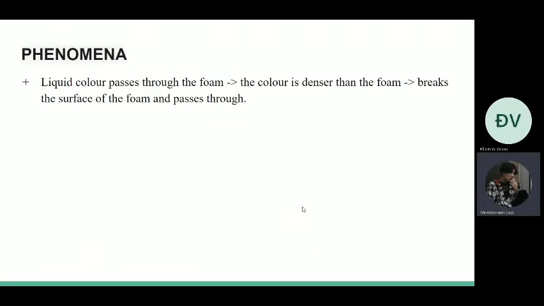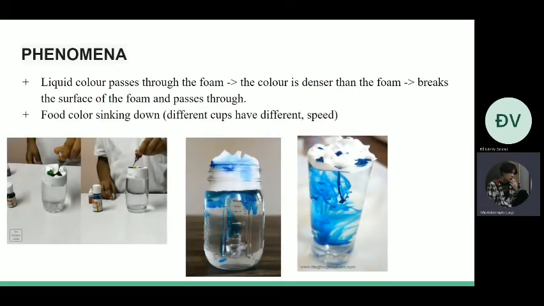The phenomenon after doing the experiment is the food coloring sinking down, with a different color. It has a different color as it spreads. The reason why the liquid color passes through the foam is that the color is much denser than the foam. As a result, it breaks the surface of the foam and passes through it.